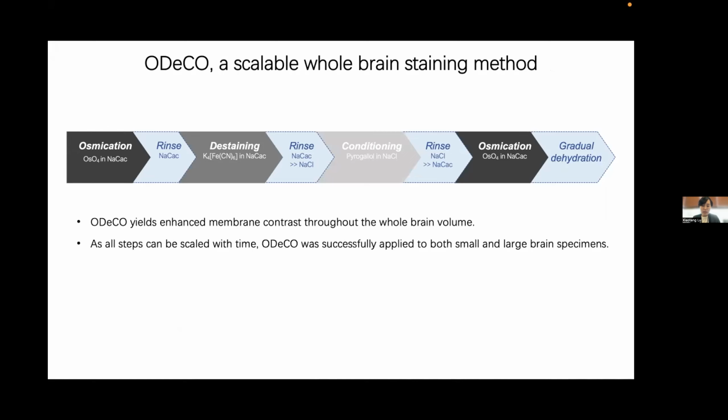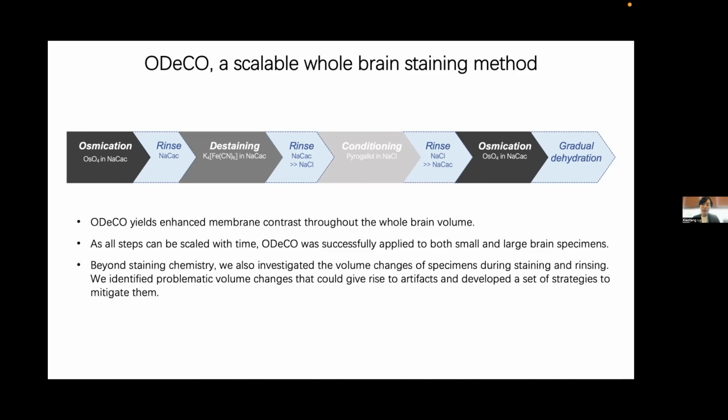And as all the steps can be scaled with time, Odeko can be successfully applied to both small tissues like 1 millimeter brain slabs and whole brains. And beyond the staining, I also investigated the volume changes during staining and rinsing, and developed a set of strategies to mitigate the formation of artifacts.